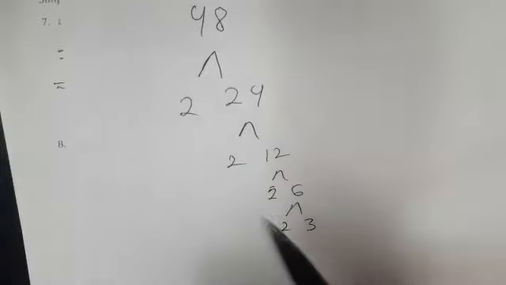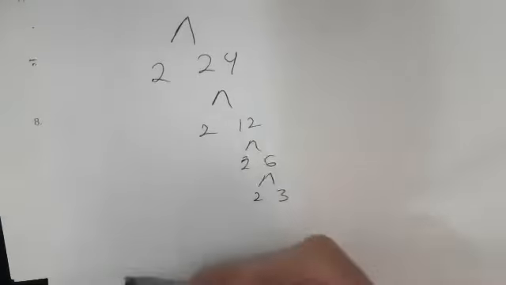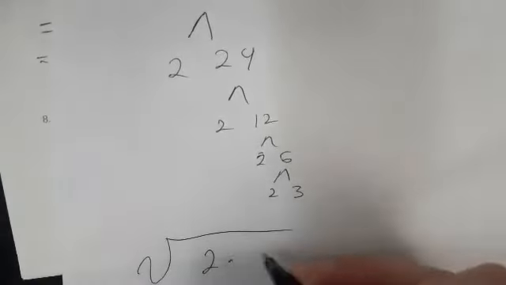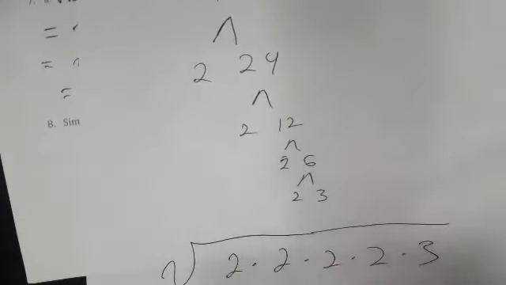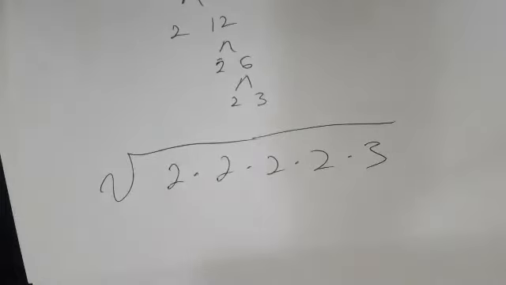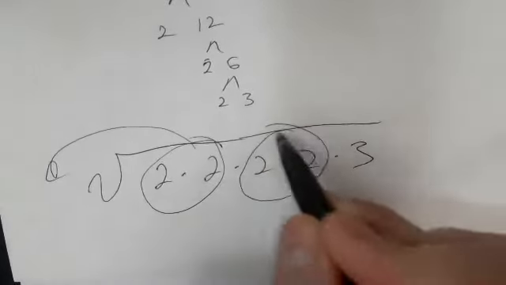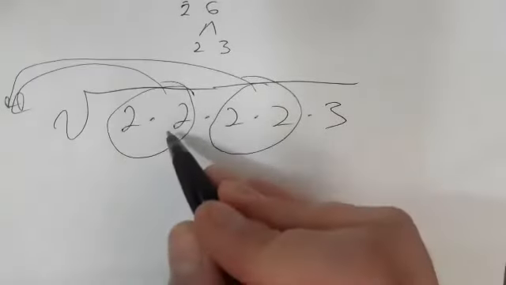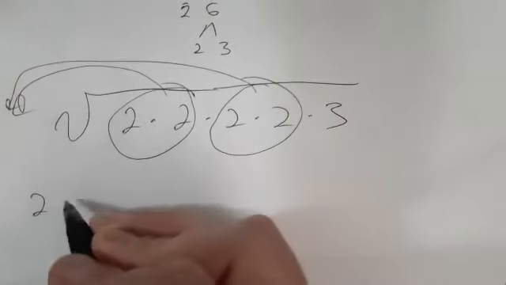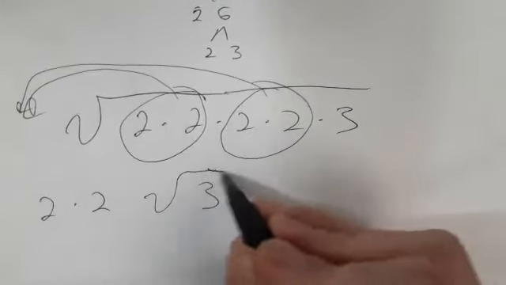Okay, I'm looking down here. I got 2 times 2 times 2 times 2 times 3. So I'm doing the square root of 2 times 2 times 2 times 2 times 3. So the rule is couples come out. Singles have to stay in. So we have 2 times 2 coming out, and we still have a 3.